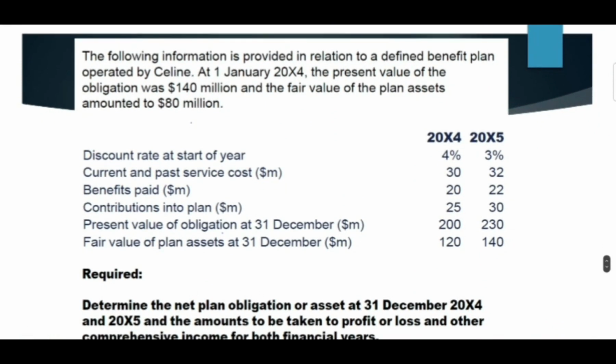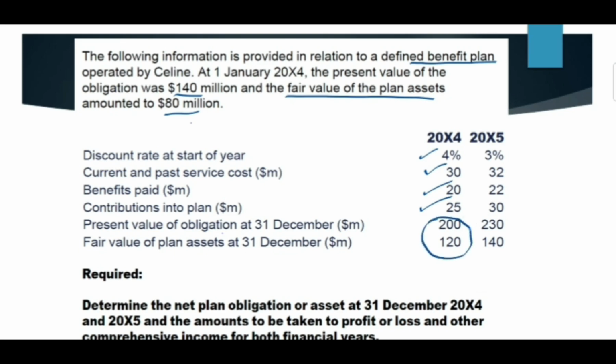Now with the help of an example, the following information is provided in relation to a defined benefit plan. At 1st January 2004, the present value of obligation is 140 million, while the fair value of plan asset is 80 million. It means the plan obligation is greater than the fair value of plan asset, so it is a net deficit situation. And further information: in 2000X4, the discount rate or interest rate is given as 4%, current and past service cost is given as 30, benefit paid 20, contribution into plan 25, while the present value of obligation at 31st December is 200 and fair value of plan asset at 31st December is 120.